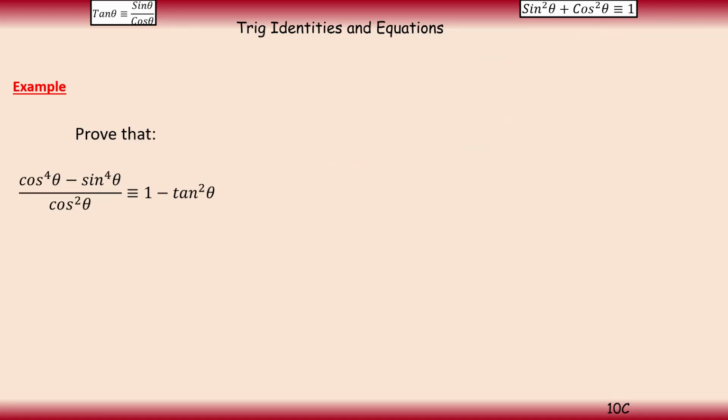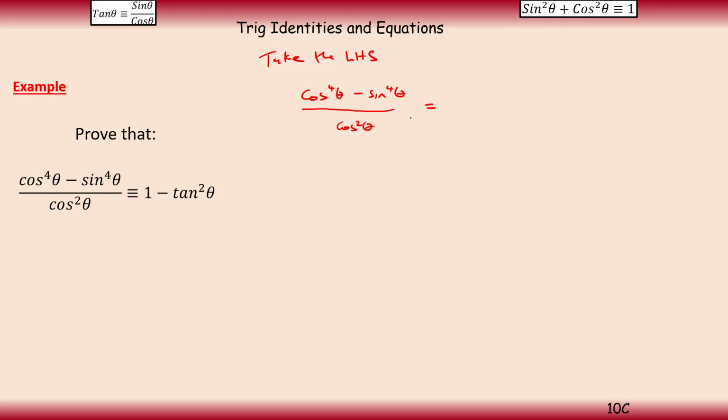So in this example, we have a proof. We want to prove that cos to the power of 4 theta minus sin to the power of 4 theta over cos squared theta is the equivalent of 1 minus tan squared theta. Okay, so let's write that over here and have a go. Well, with a proof, you can start with either the left-hand side or the right-hand side. What we're going to do is take the left-hand side, the LHS. So let's write that: cos to the power of 4 theta minus sine to the power of 4 theta, all divided by cos squared theta.